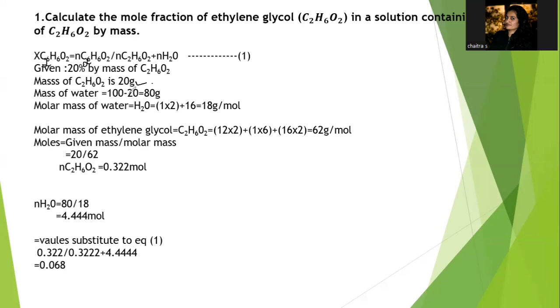Here, which one is the solute and which one is the solvent? The solvent is the water and the solute here is C2H6O2. Finally, it becomes the solution of ethylene glycol.